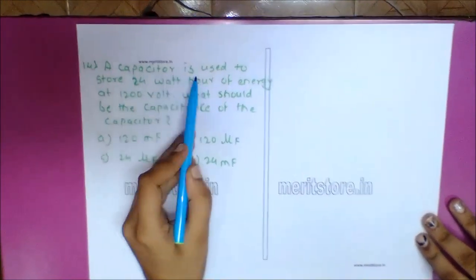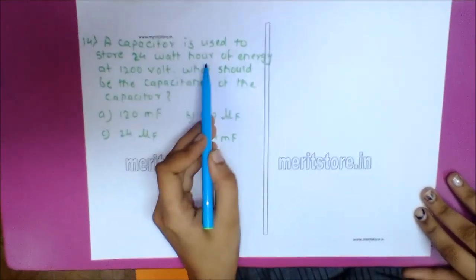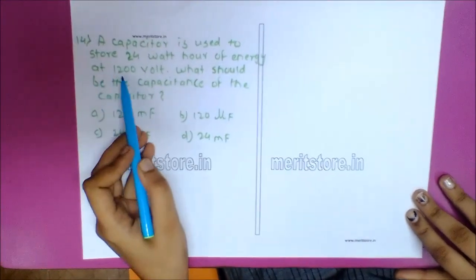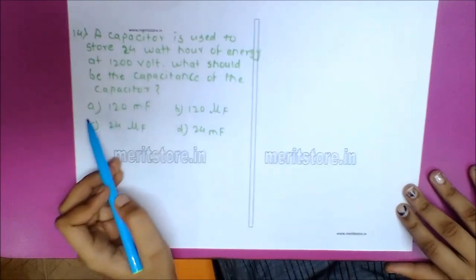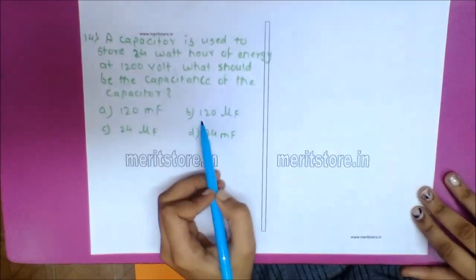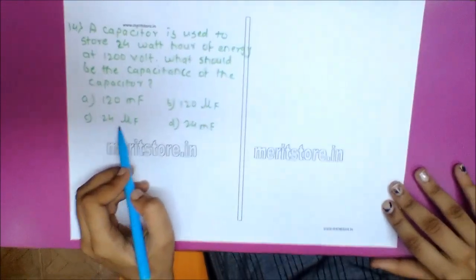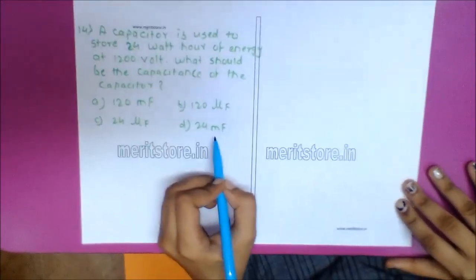Question 14. A capacitor is used to store 24 watt-hour of energy at 1200 volt. What should be the capacitance of the capacitor? A. 120 mF, B. 120 mu F, C. 24 mu F, D. 24 mF.